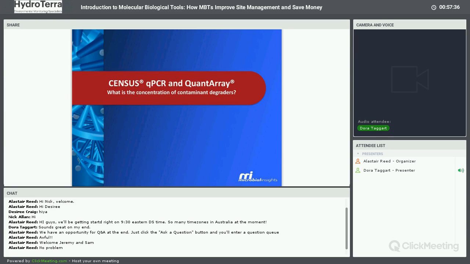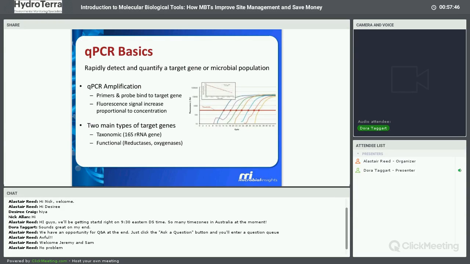Okay, so the first thing that I want to talk about, and it's probably a tool that you've heard about and some of you may have used, is called qPCR or Quantarray. So qPCR is a technology that we use that's been well vetted as the most precise way that we can accurately quantify specific microbial populations or genes that we're interested in. So with this type of technology, what we're going to do is either look at a taxonomic identification so we can learn who a microorganism is.